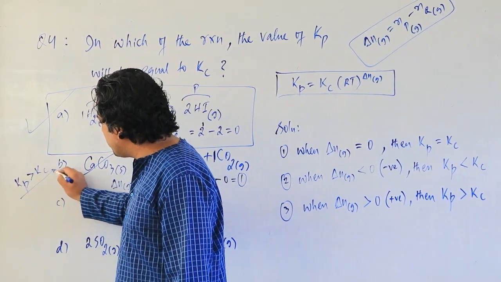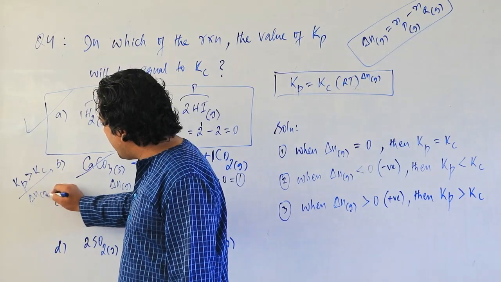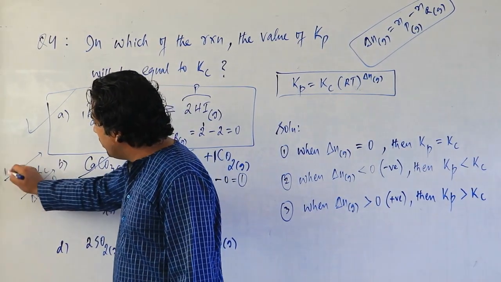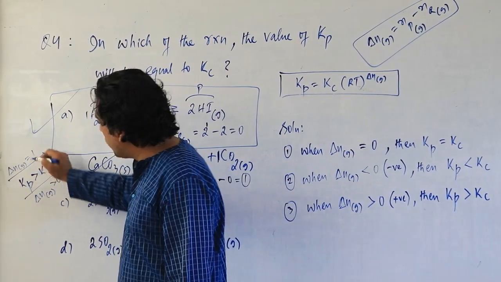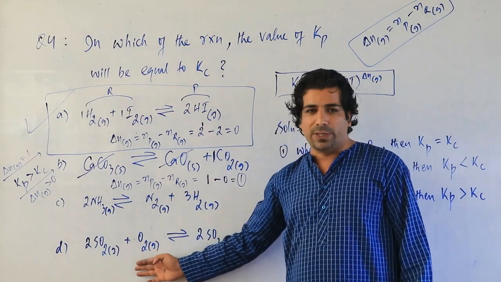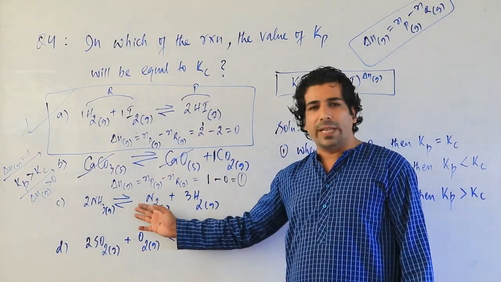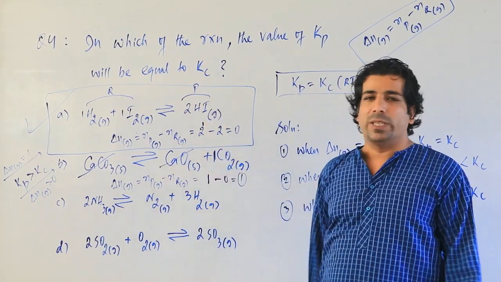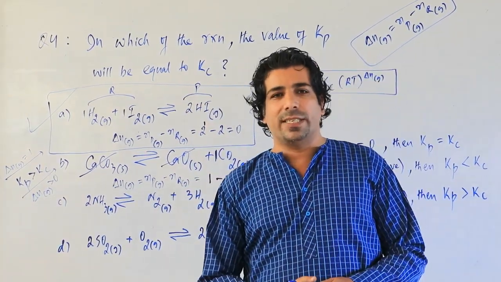Because for this reaction, my dear friends, delta N gaseous is greater than 0. And the value of delta N gaseous is equal to 1. So similarly, you can calculate it for the third and fourth also, my dear friends. I hope you will calculate the third and fourth now. It's very easy. And please remember, the first one is our answer, that is Kp is equal to Kc.